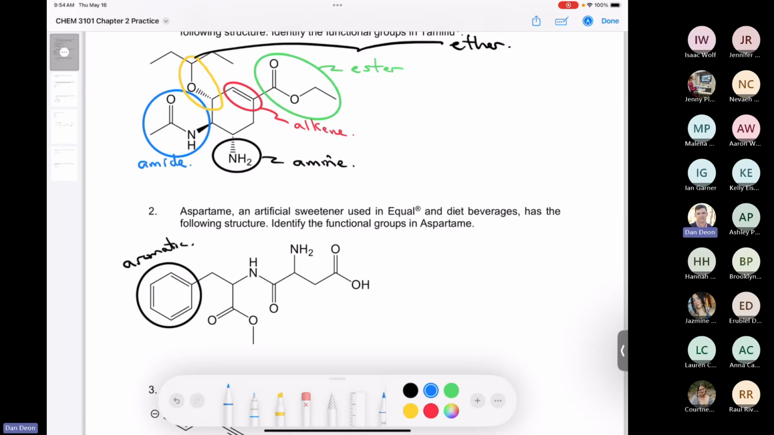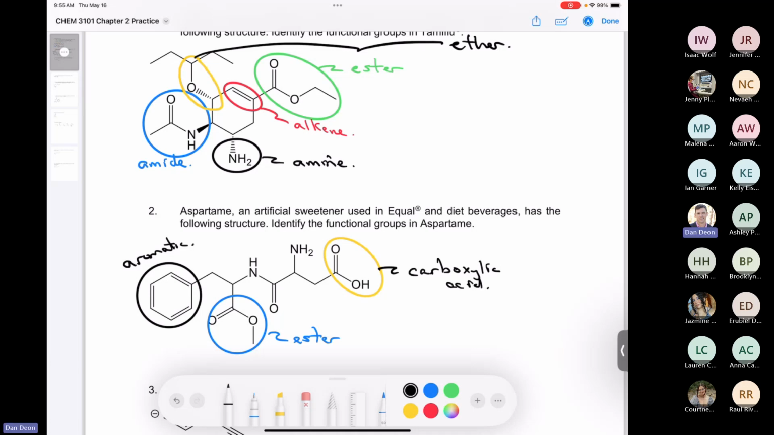An ester, yeah, there's an ester in here. So this is an ester. Any others? Don't be shy. Somebody says a ketone. There's no ketone in this one. There's a carboxylic acid though, yep. A carbonyl that has a hydroxyl attached to it directly. That's a carboxylic acid.